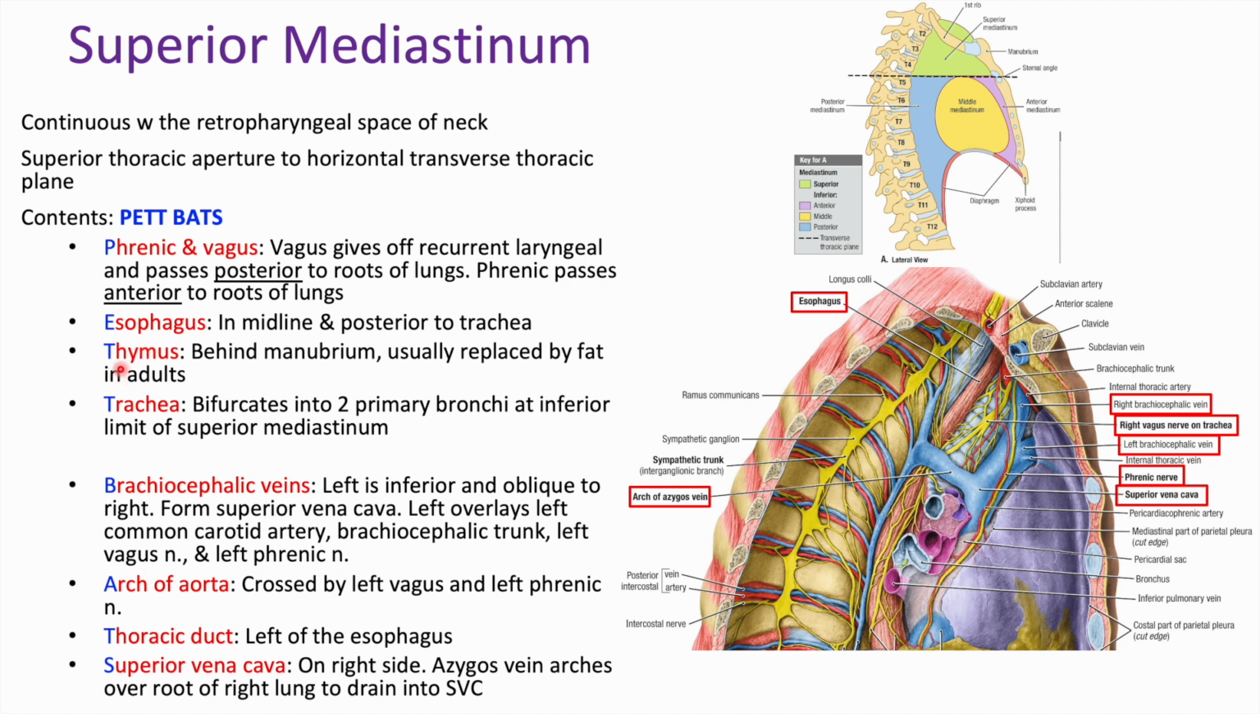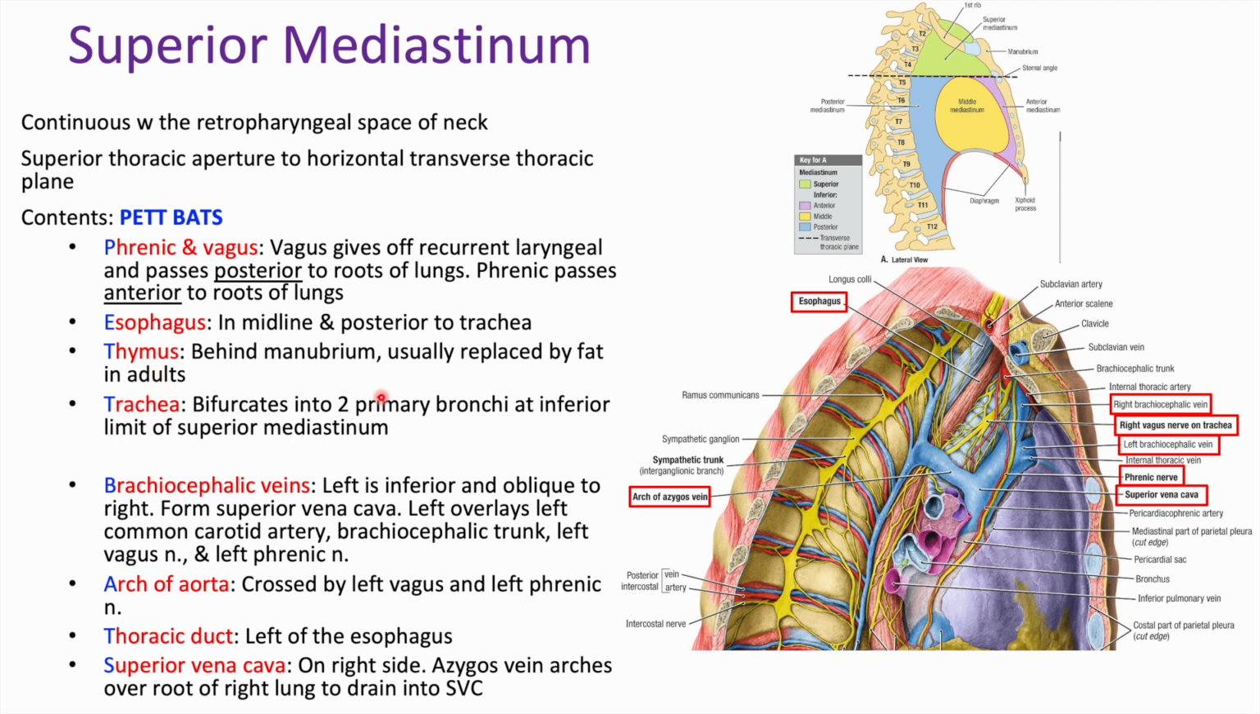In this region, we'll also have our thymus. And this is going to be located behind the manubrium of the sternum. And in adults, it's usually going to be replaced by fat. So when you're dissecting your cadaver, you're probably just going to see a little lump of fat there that was previously the thymus.